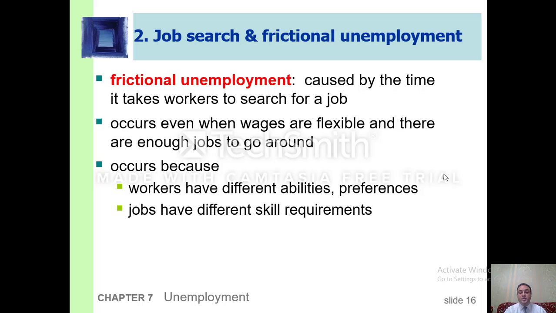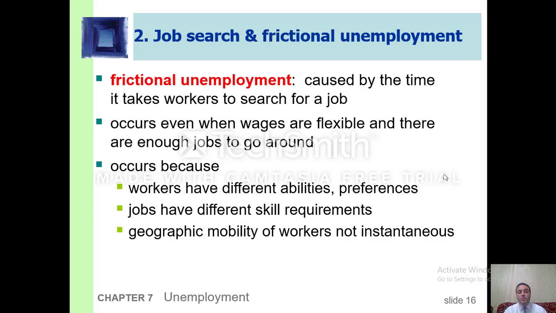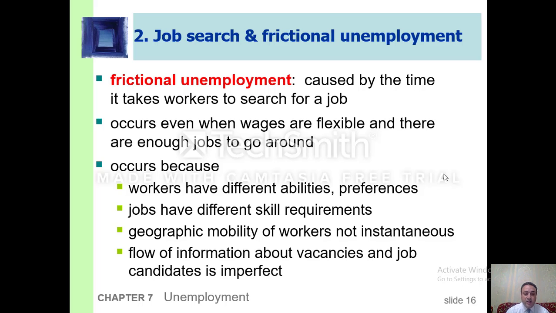And also, on the other side, jobs have different skill requirements. So it takes time to find suitable workers for their requirements. Also, the geographic mobility of workers is not instantaneous. And finally, the flow of information about vacancies and job candidates is imperfect.